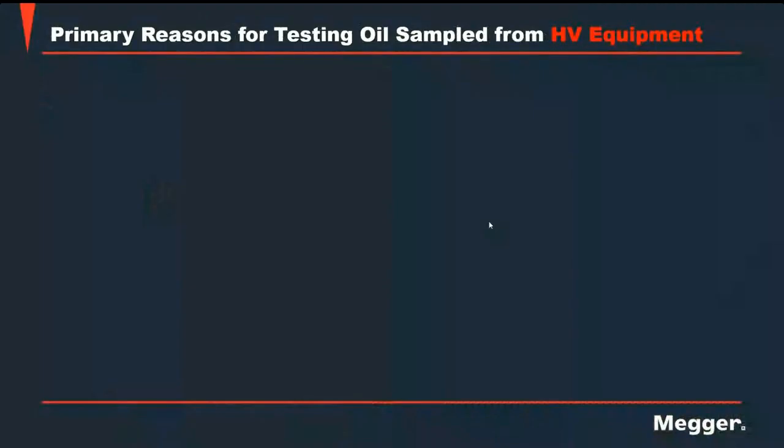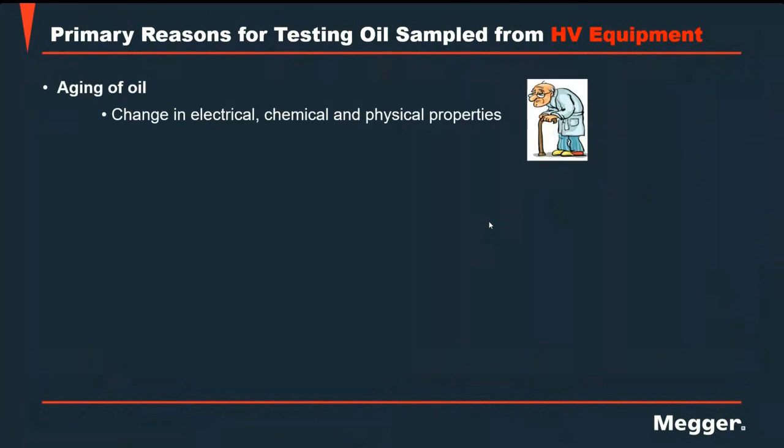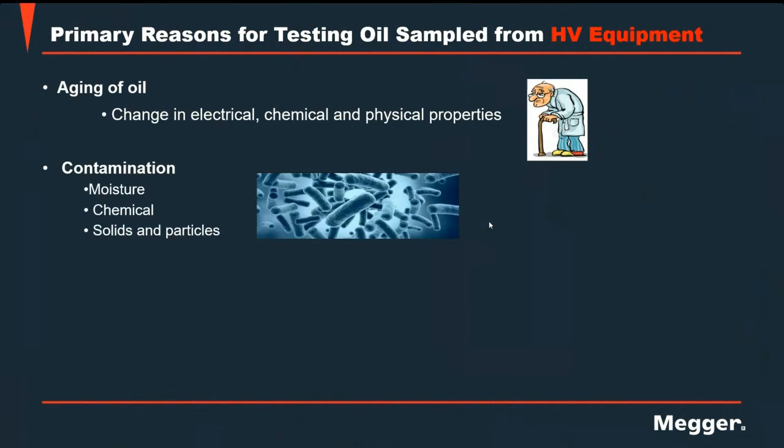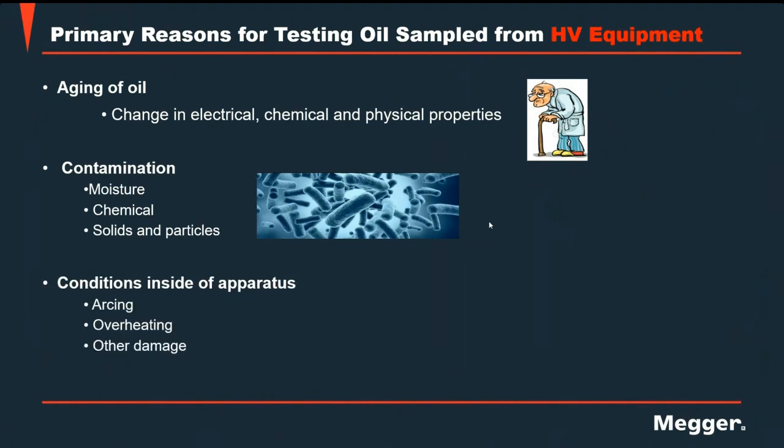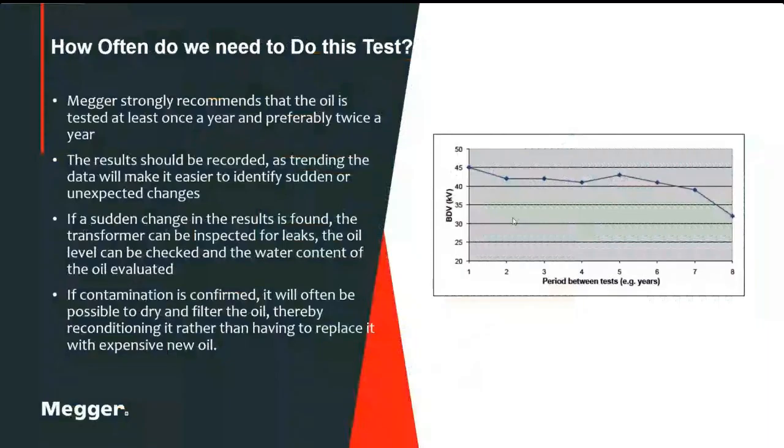So this is the primary reason for testing oil samples from high voltage equipment. When we are talking of high voltage equipment, the primary reason for testing the oil is to look at the aging of the oil, and also to check if we have some contaminations like moisture, chemical contents, solids and particles, and the condition inside of the apparatus, like if we have some arcing, overheating, and other damage. So these are the primary reasons for high voltage equipment oil testing.